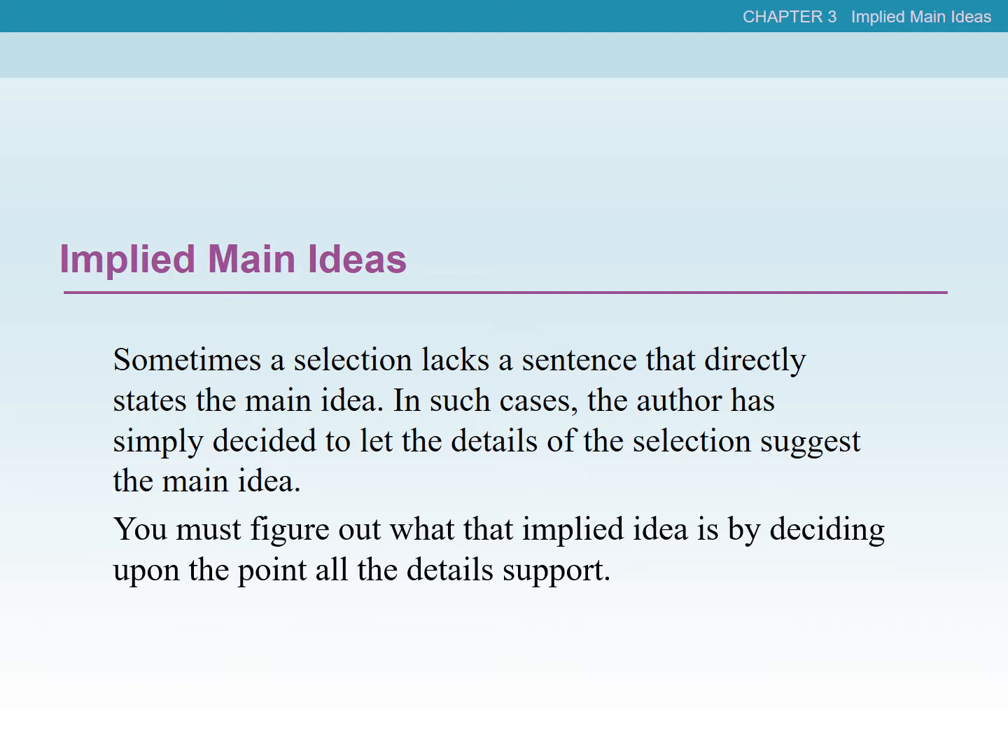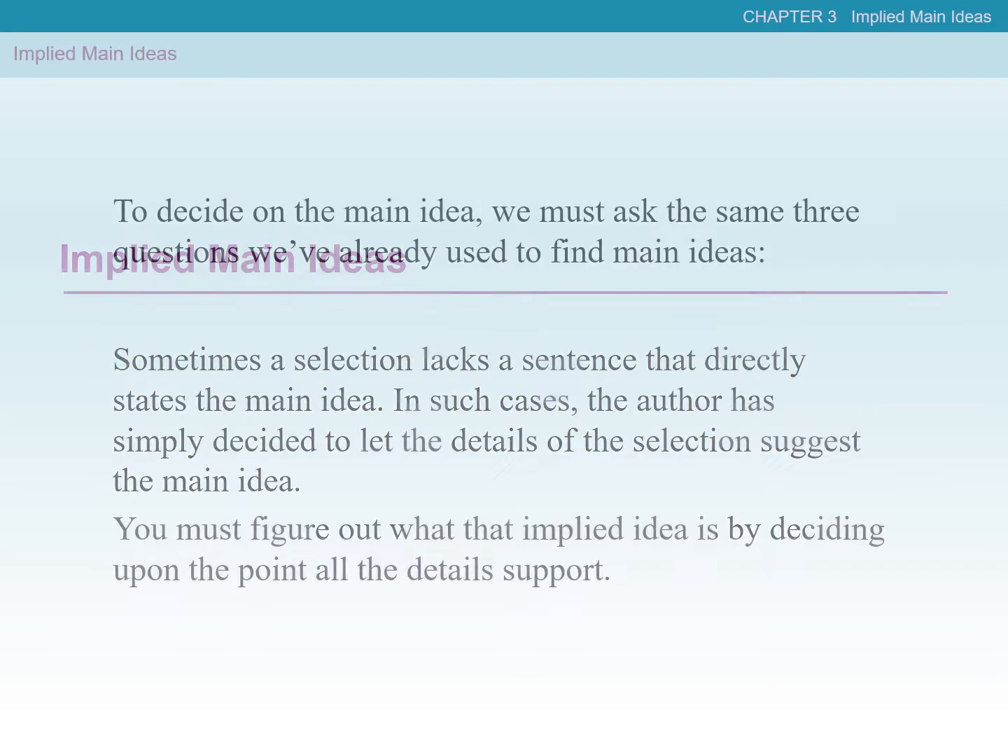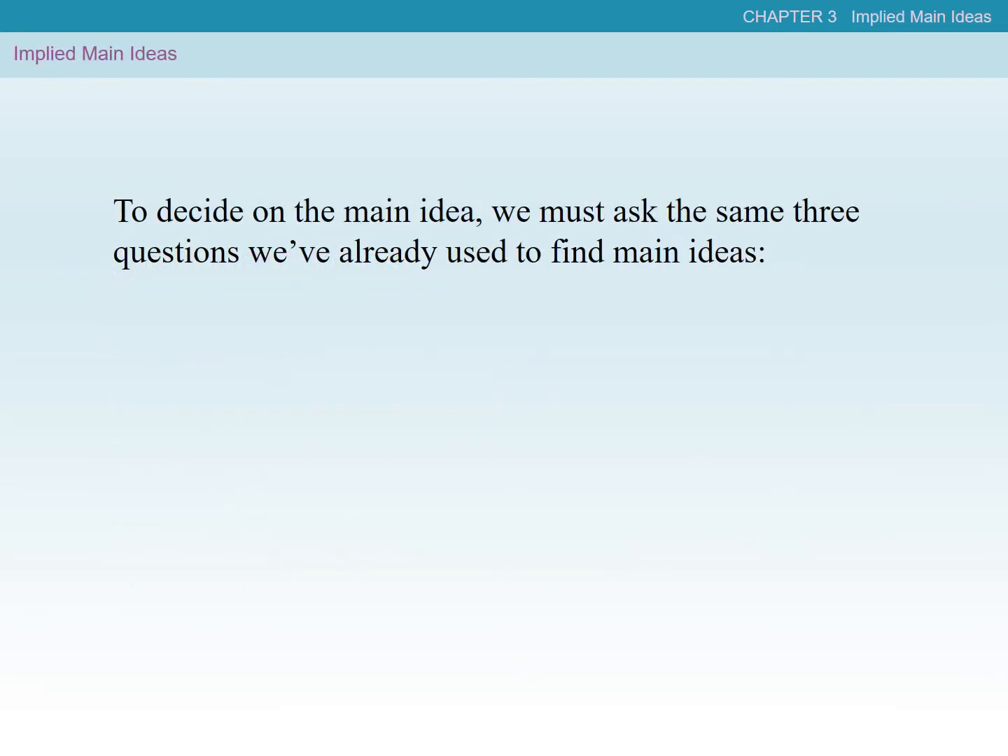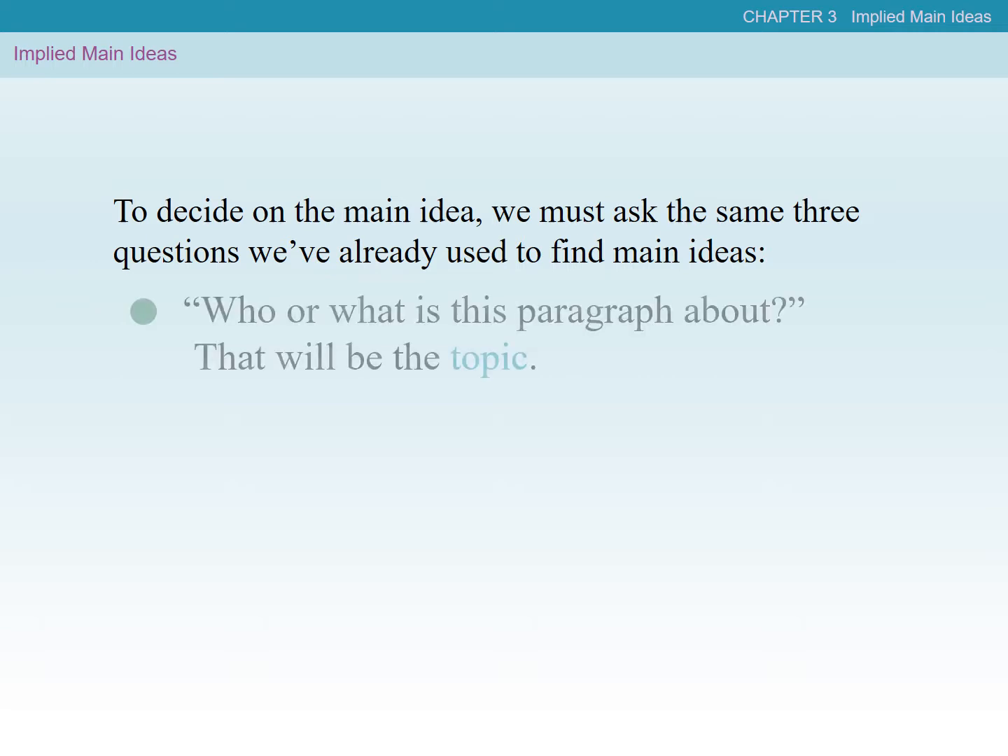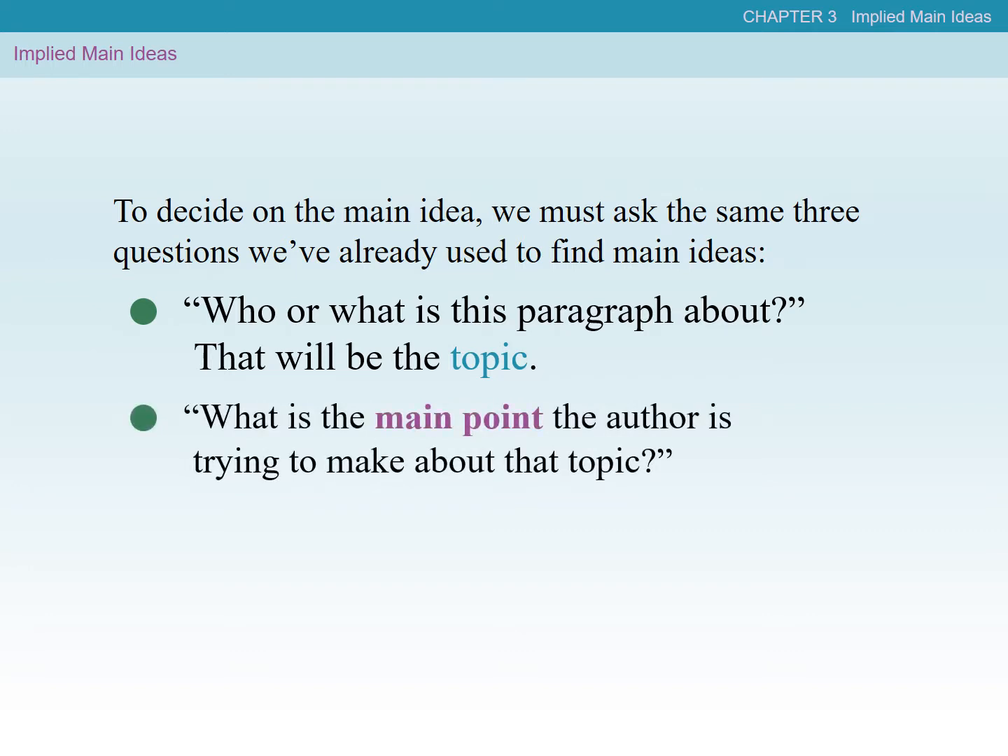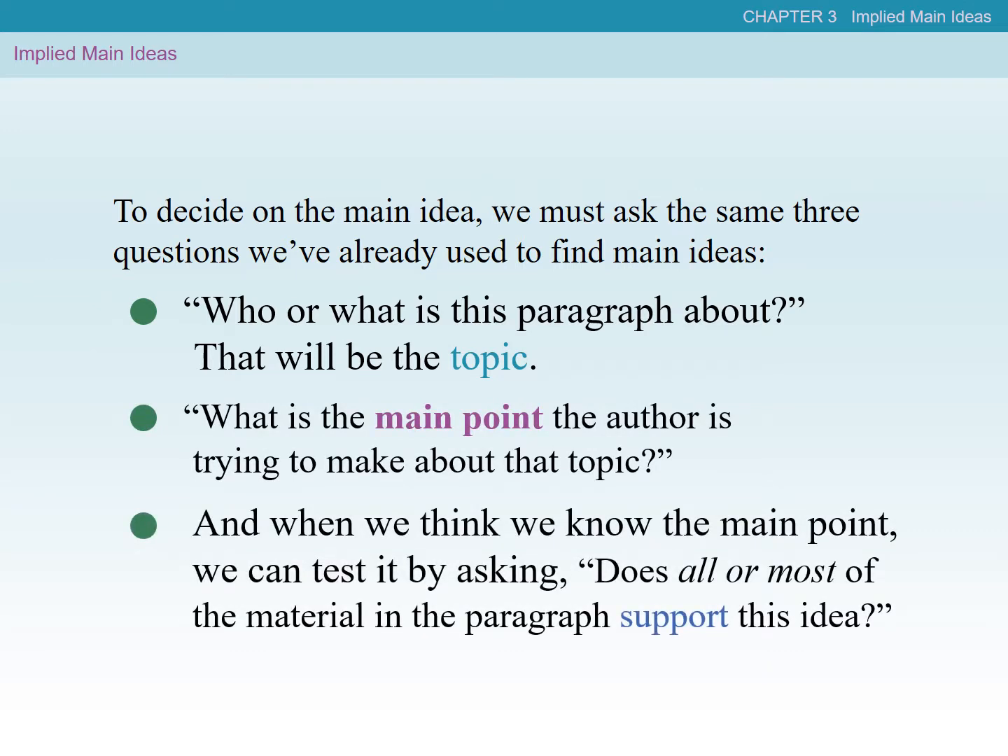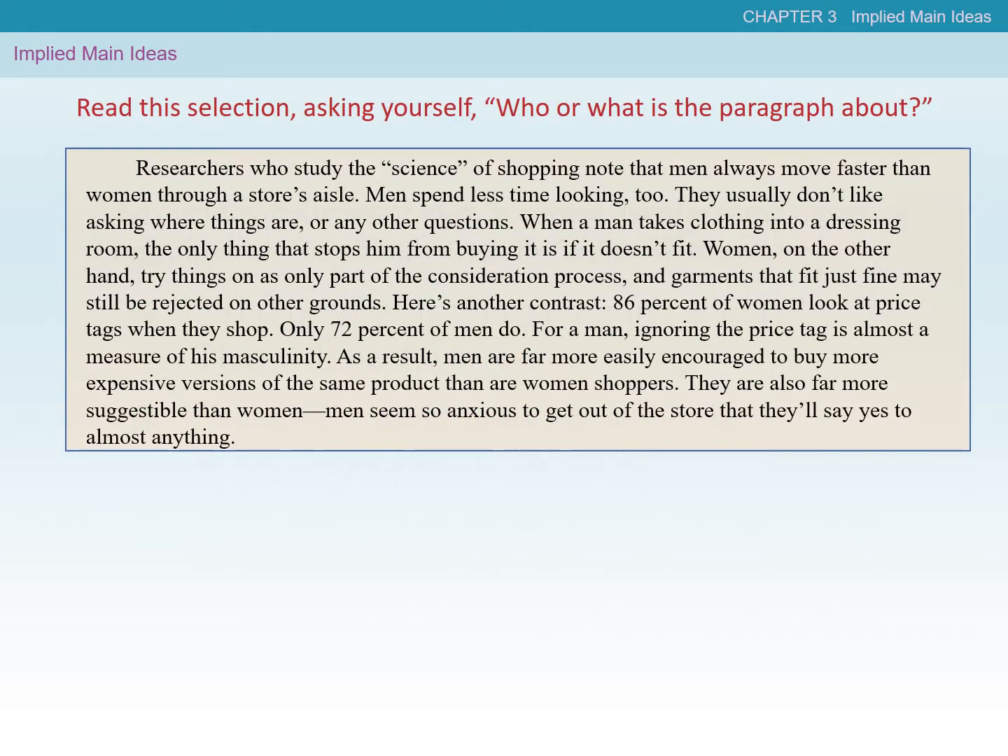So you have to figure out what the implied idea is by deciding the point that all the details support. So we have to ask the same basic questions that we've used to find main ideas. Who or what is this paragraph about? That's the topic. What is the main point that the author is trying to make? And then we can think, does all of the material in the paragraph support this idea? So we need to know the material in the paragraph before we can think, what point could all of these pieces of material be making when taken together? So let's read this selection and think, who or what is it about? I'll read it aloud this time.